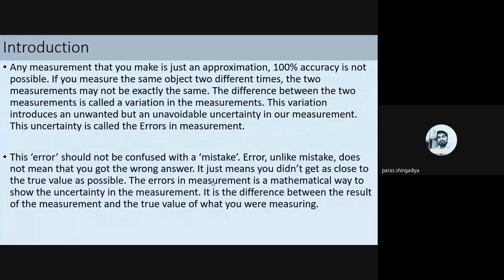The difference between the 2 measurements is called the variation in this measurement. The difference between these 2 answers is called the variation in this experiment. And this variation introduces an unwanted but unavoidable uncertainty in our measurement. That uncertainty is called the error in the measurement. So this is called the error.